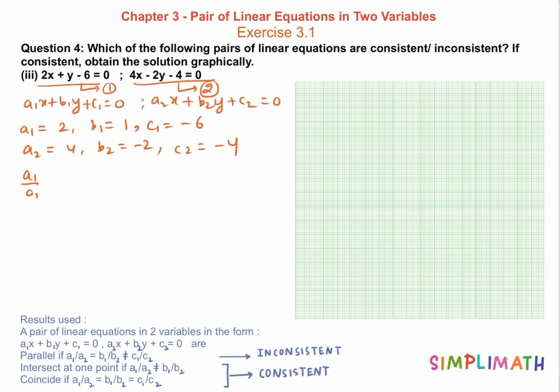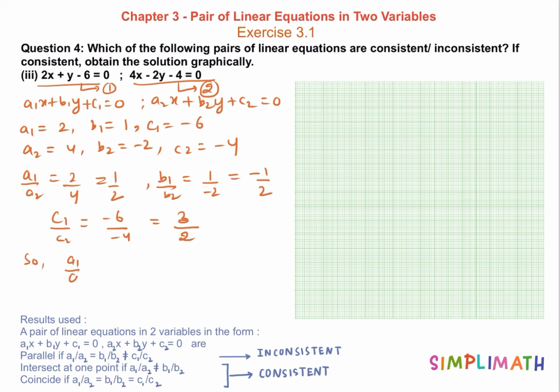So a1 by a2 equals 2 by 4, which is equal to 1 by 2. b1 by b2 equals 1 by minus 2, so this is equal to minus 1 by 2, and c1 by c2 equals minus 6 by minus 4, which is equal to 3 by 2, right? So we can say that a1 by a2 is not equal to b1 by b2.